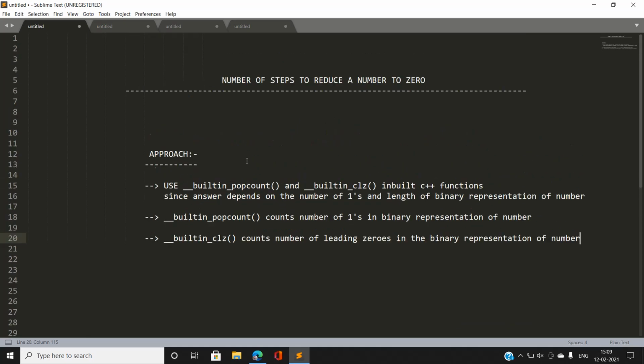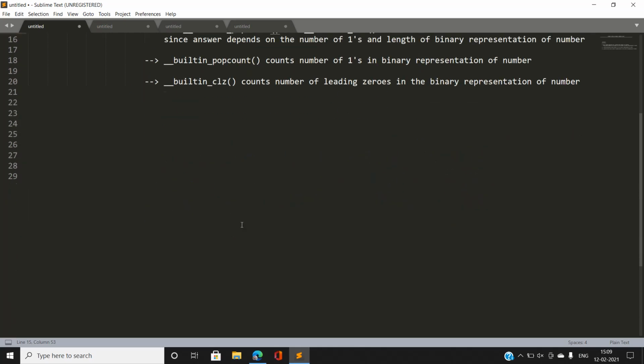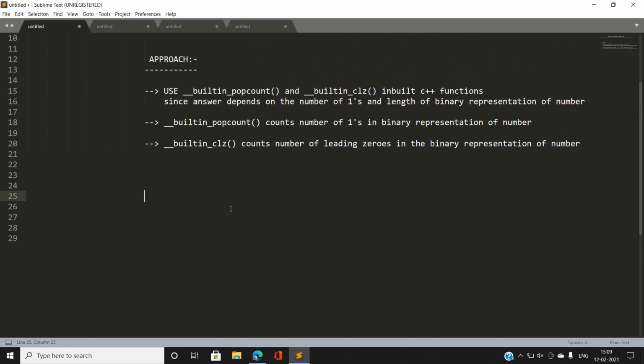The approach I am using, which is the best and most efficient approach for this problem, is to use the inbuilt C++ functions in the compiler, that is __builtin_popcount and __builtin_clz, that is, count of leading zeros. I am going to tell you why these two functions will give us the answer and how we are going to approach the answer. But before moving further, let me explain this problem with certain examples.